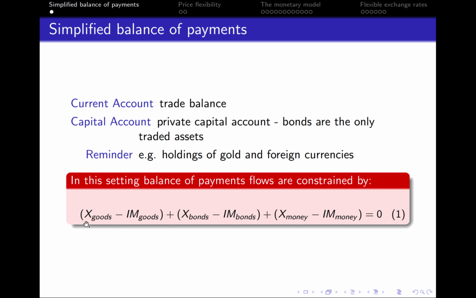So, as you see over here, the current account, which in our case is the trade balance, is exports of goods minus imports of goods. Then, now that we've added bonds, we've got exports of bonds minus imports of bonds. And finally, the rest is going to be a remainder. In the remainder, we're going to have just, let's say, holdings of gold and foreign currencies. And of course, this must close at 0. Okay, so with this out of the way, let's go to price flexibility.